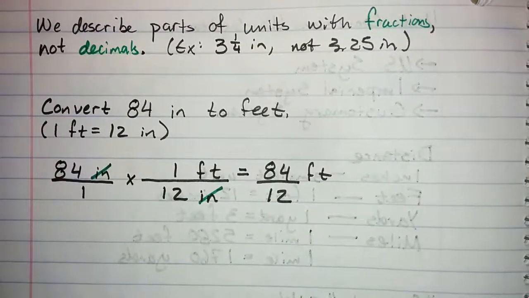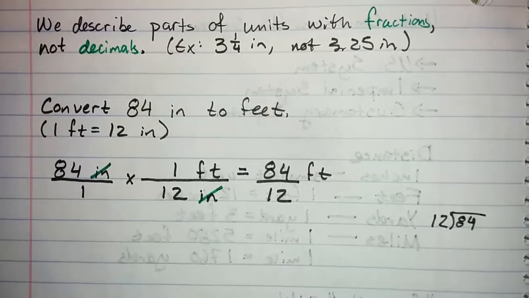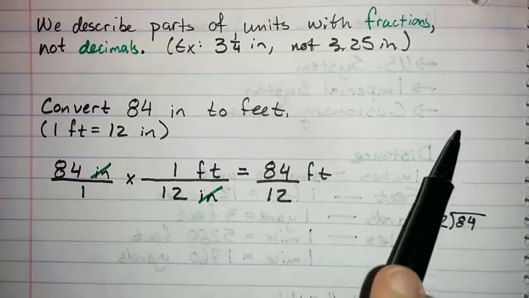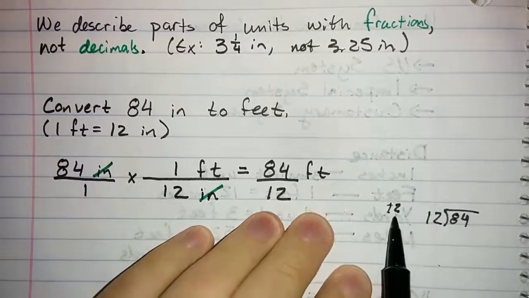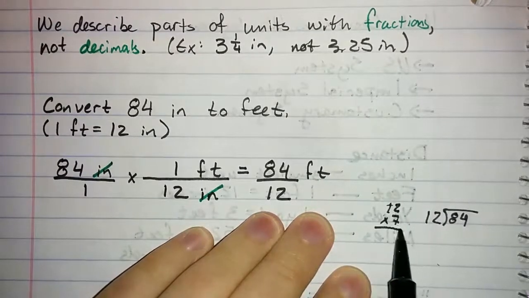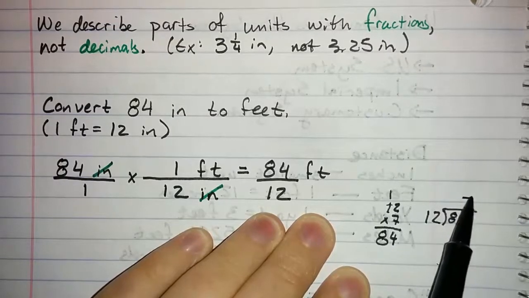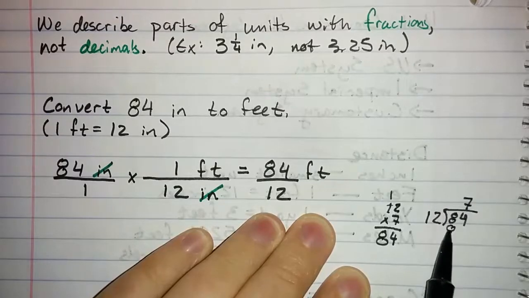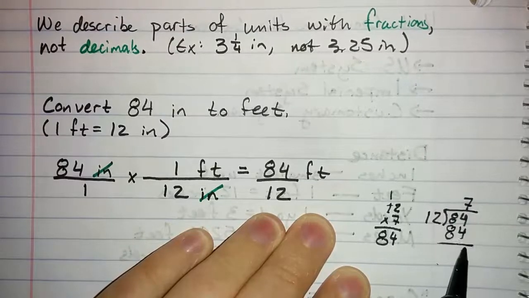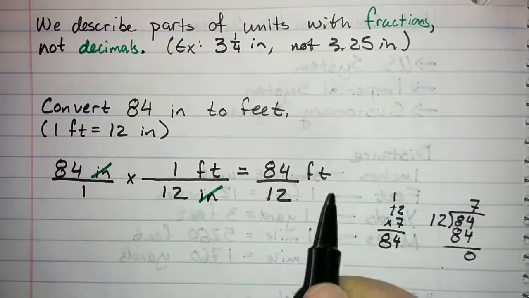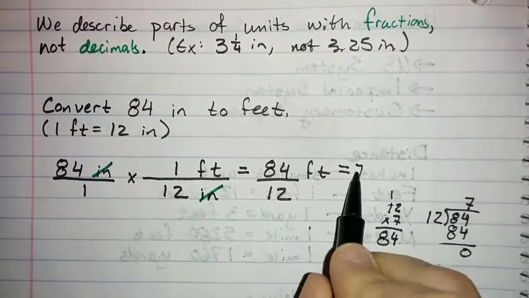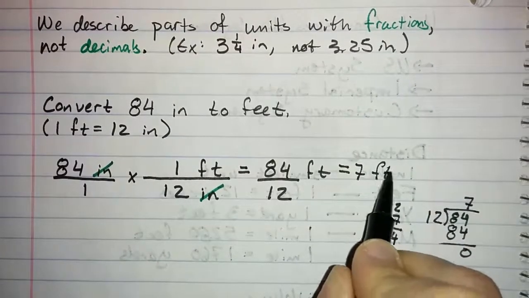Let's actually do this division. 12 goes into 84, I think 7 times. Let's see, 12 times 7, 7 times 2 is 14, 7 plus 1 is 8, yeah. 12 goes into 84 7 times with nothing left over. So this is exactly 7 feet.